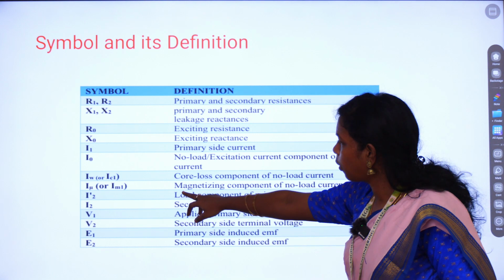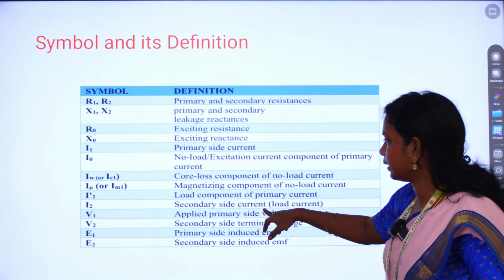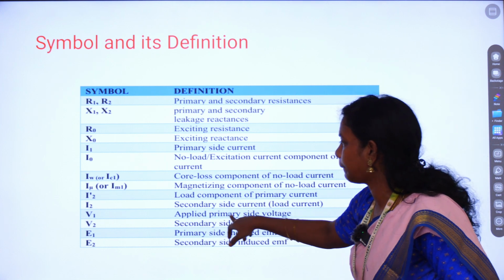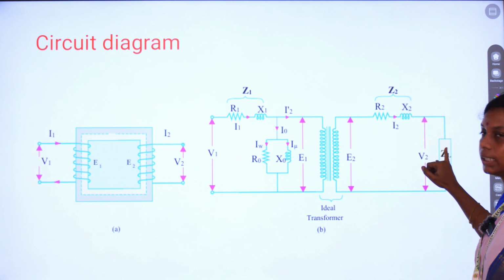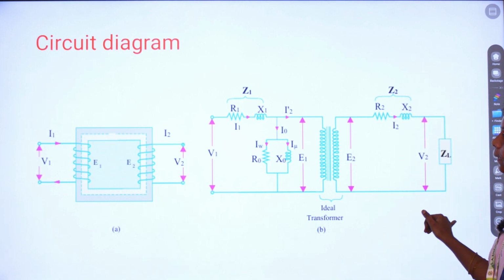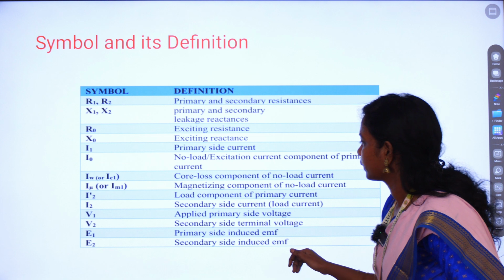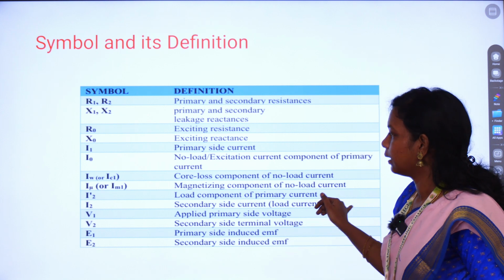So what is I2? That is the secondary current, and V1 is the supply voltage, and V2 is the load voltage, and ZL is the load impedance.